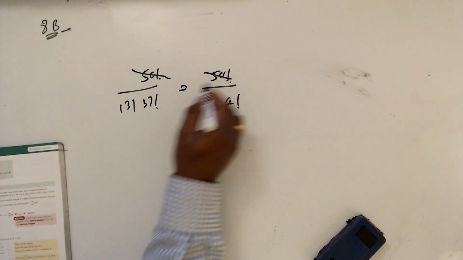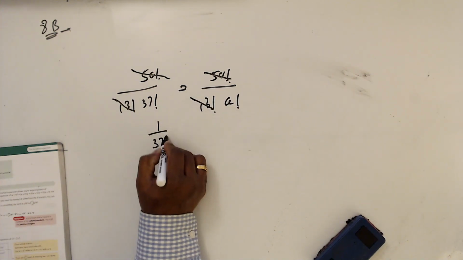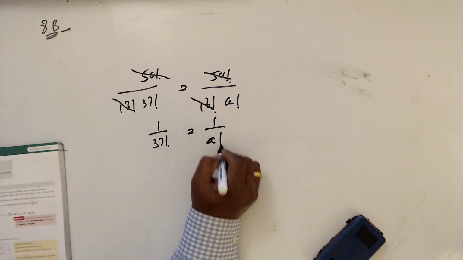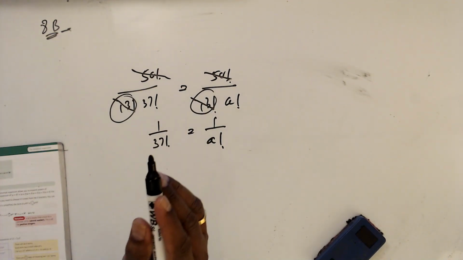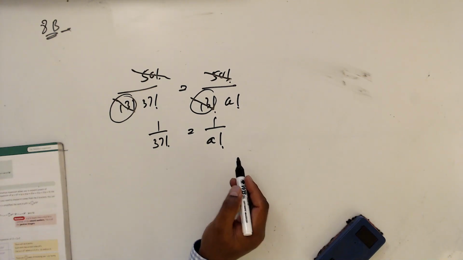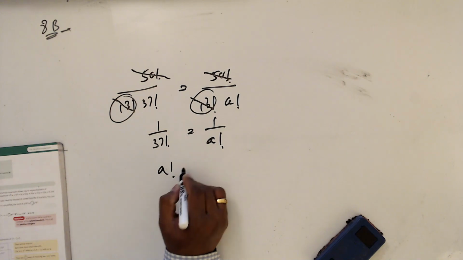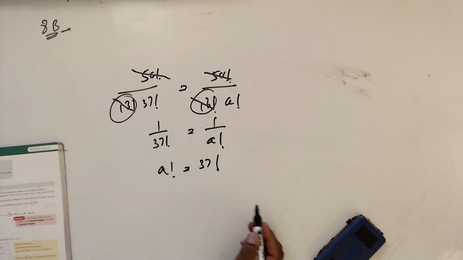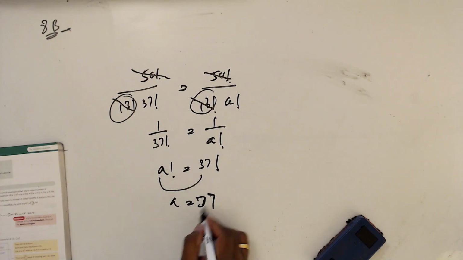You can do this one as well, but you have to be careful, because finally you will get a number. This number and this number are the same. That's why. And then cross multiply, because still they are numbers. So then a equals 37.